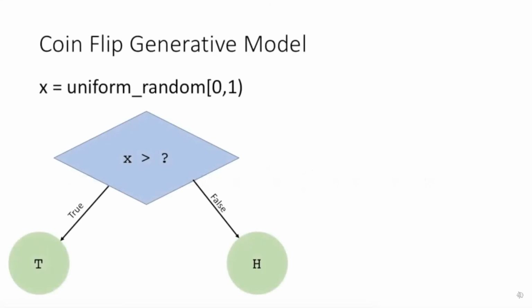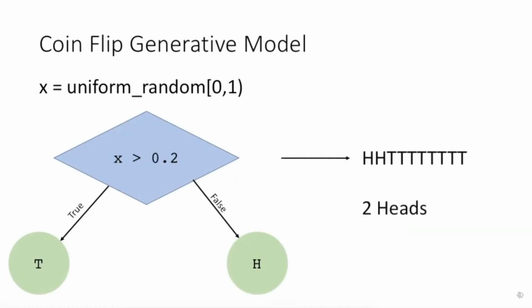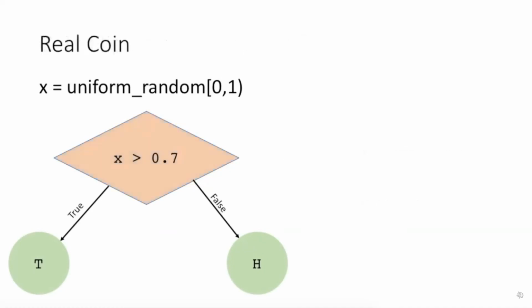First, we'll generate our fake data. We don't know anything about the coin yet, so let's pick a random threshold of, say, 0.2. Next, we'll draw 10 random numbers and apply that threshold to get 2 heads. Now, let's get real data by flipping our coin and recording the outcomes. Let's say it actually gives heads 70% of the time, so the threshold is 0.7. So with 10 flips, you might expect 7 heads.